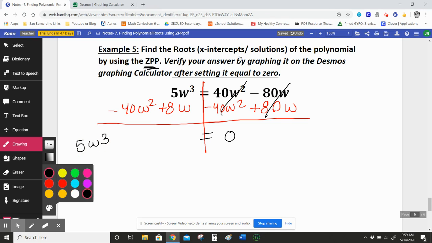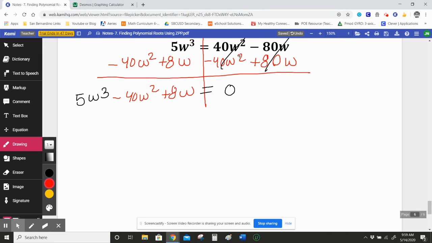I'm putting that first because it's the highest power, and then minus 40w squared, and then plus 8w. The rest is the same. Now that I have it set equal to 0, I can use the zero product property, meaning that I have to factor, and then set each of the factors equal to 0.